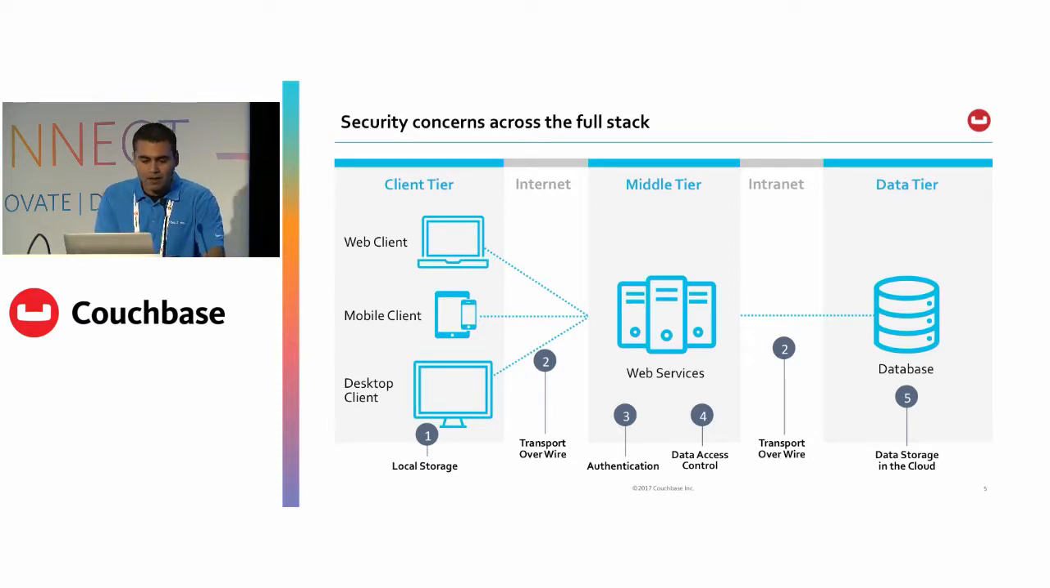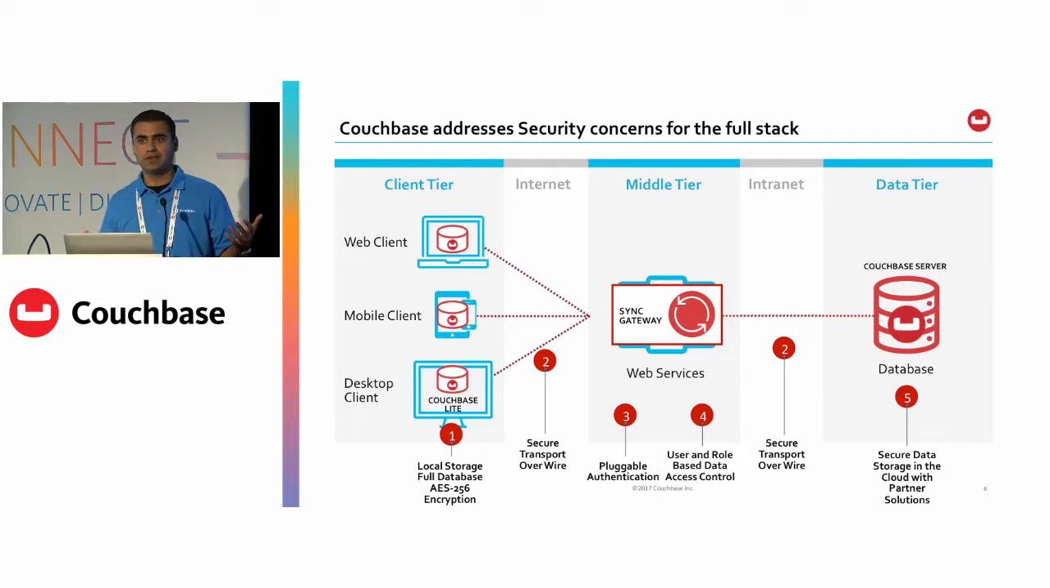So let me address how Couchbase addresses security concerns across the full database stack, if you will. On the first one over there, which is local storage, for Couchbase Lite, we have full database encryption, which is AES 256. For communication between Couchbase Lite instances and the middle tier, which is the Sync Gateway, and for communication between the middle tier and the data tier, we have secure transport over the wire. We support TLS.